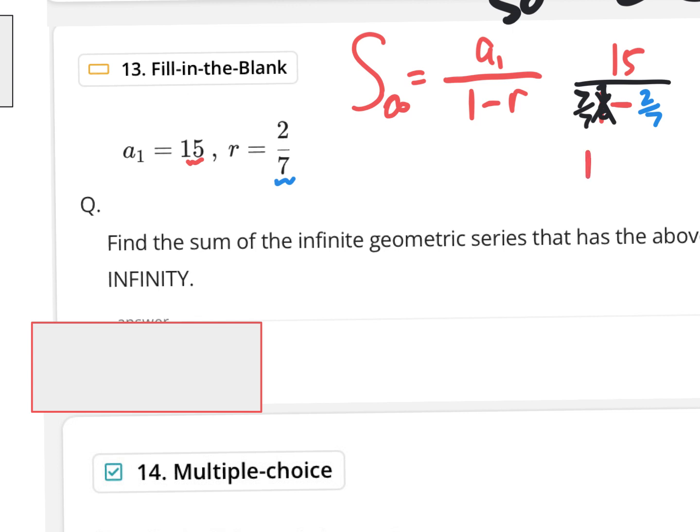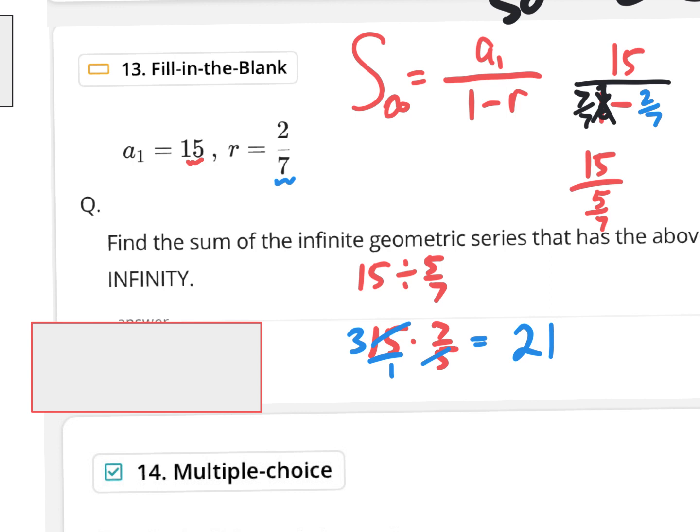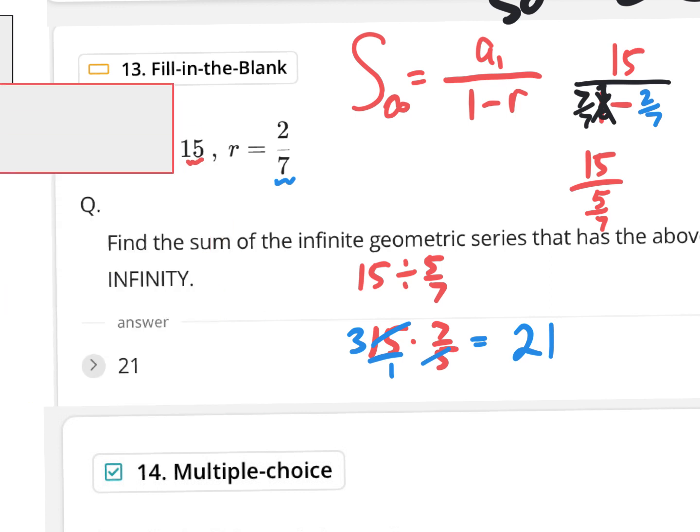So what you really have is 15 up on top over 5/7 on the bottom. That's 15 divided by 5/7, which is the same thing as 15 times 7/5. And you could cancel the 15 with the 5, leaving you a 3. Or you can multiply top with the top, bottom with the bottom, and then divide. But I think it's easier to say 15 divided by 5 is 3 up on top. 7 times 3 is 21. Final answer, 21. Nice. Moving on.